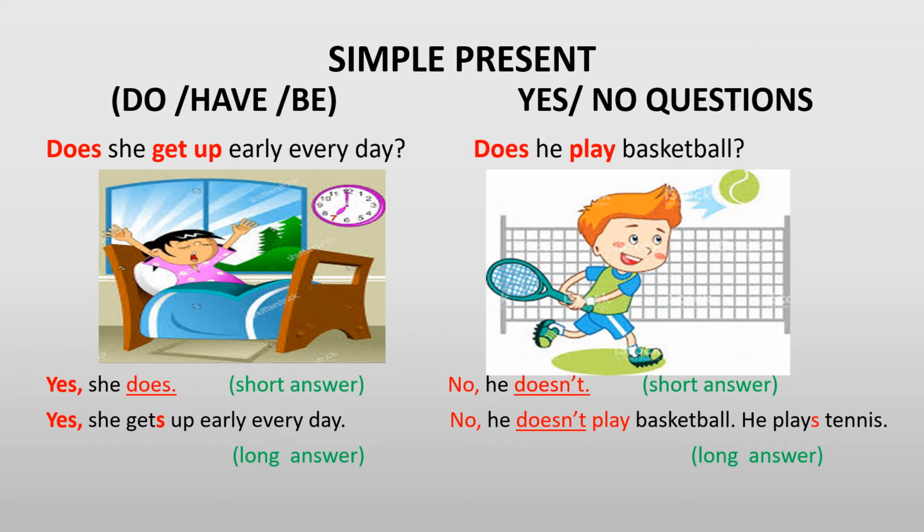Does he play basketball? Short answer: no, he doesn't. Long answer: no, he doesn't play basketball. He plays tennis. So again, what we notice here is that we use the auxiliary verb does in the question and in the negative form. But with he, she, it, we use does and not do.